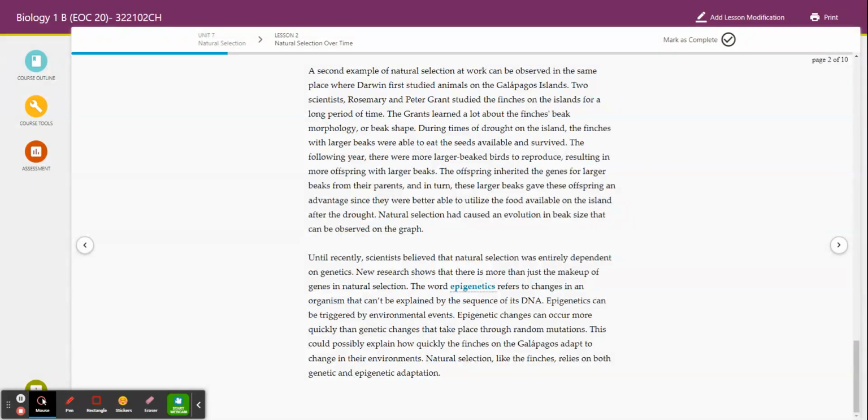Epigenetic changes can occur more quickly than genetic changes that take place through random mutations. This could possibly explain how quickly the finches on the Galapagos adapt to changes in their environment. Natural selection, like the finches, relies on both genetic and epigenetic adaptations.